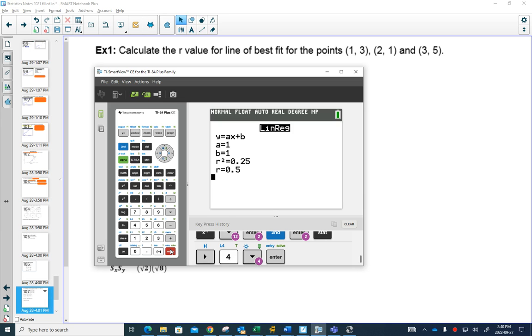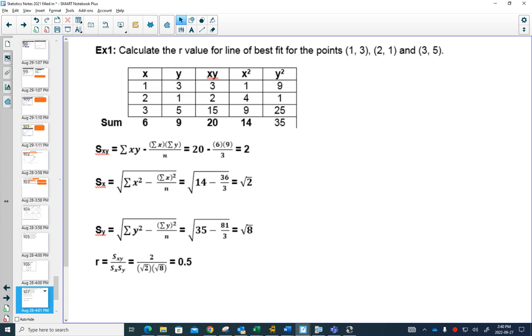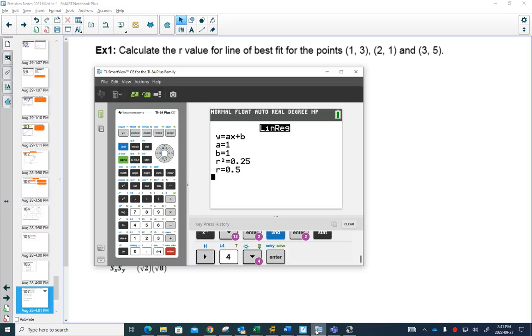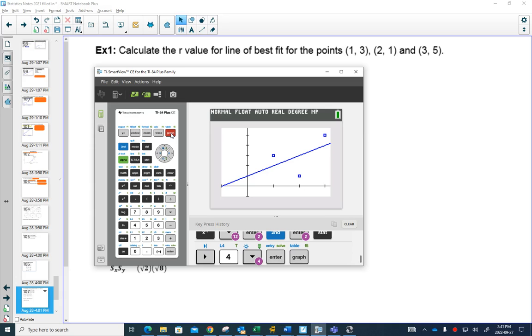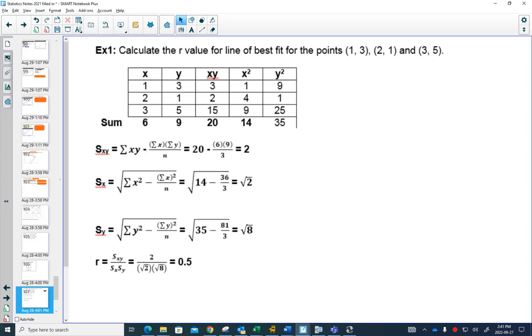So the R value is 0.5, the same that's calculated here. Is 0.5 strong? Not really. It's kind of almost in between moderate and weak. I would still probably say it's pretty weak. When we look at the graph, does it look like those dots are pretty far away? Yes. Is it a positive correlation? Well, it seems to be going down and then up. I'm not sure. So this is why the R value comes out lower, because it's not a super strong correlation.